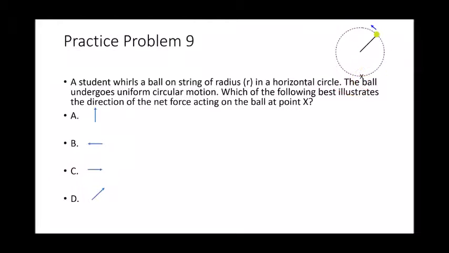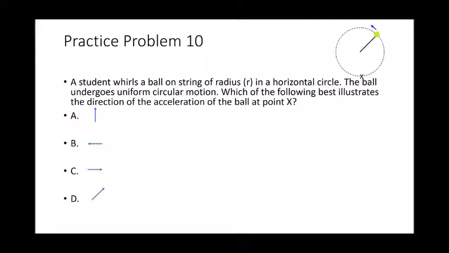All right, so practice problem 9 is a continuation of problem 8. In this case, we want to know what's the direction of the net force acting on the ball at point X. Again, the ball's moving this way, counterclockwise. When it gets to this point, what's the net force? What you've got to remember is that in uniform circular motion, the net force is the centripetal force. And the centripetal force is always acting toward the center of the circle. So our answer here is going to be A.